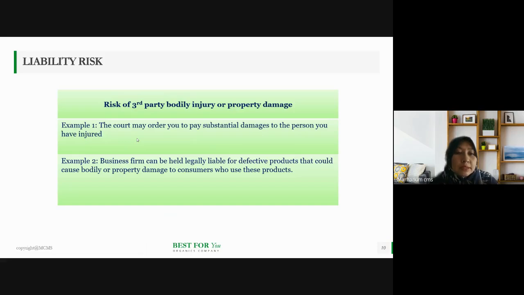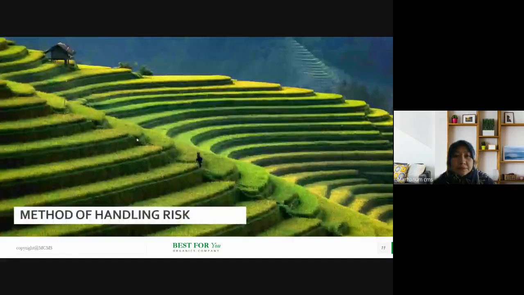Okay, so example two, a business firm can be held legally liable for defective products that could cause bodily or property damage to consumers who use this product. So the business owner, if they are worried that the product will cause harm to the consumer, can also subscribe to the protection for the third party liability. So in case anything happens, there will be coverage to pay all the losses.